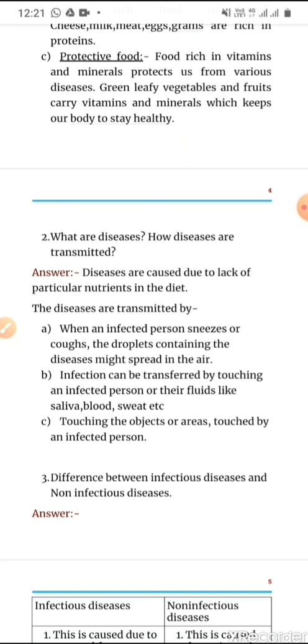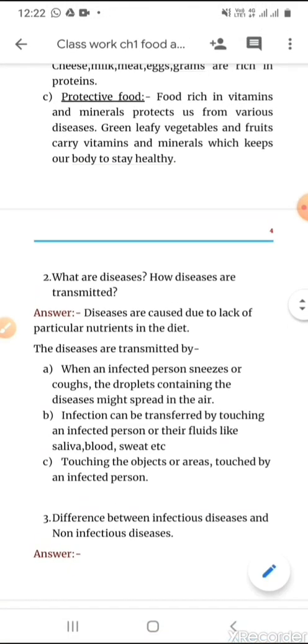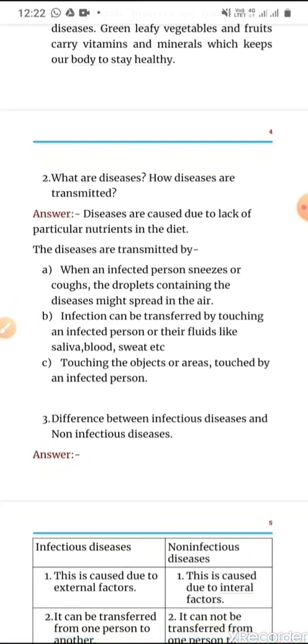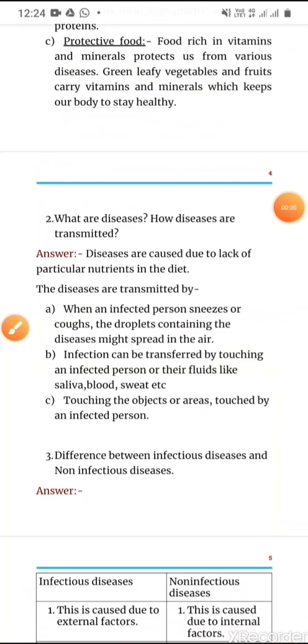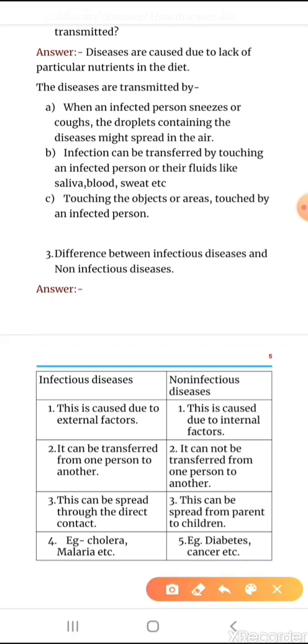Okay. Now the third one is the difference between infectious diseases and non-infectious diseases. This question I have already given you as homework in the previous video. Now you will check whether the question which you have done is correct or not. So there are 4 points through which we can understand the difference between infectious diseases and non-infectious diseases.